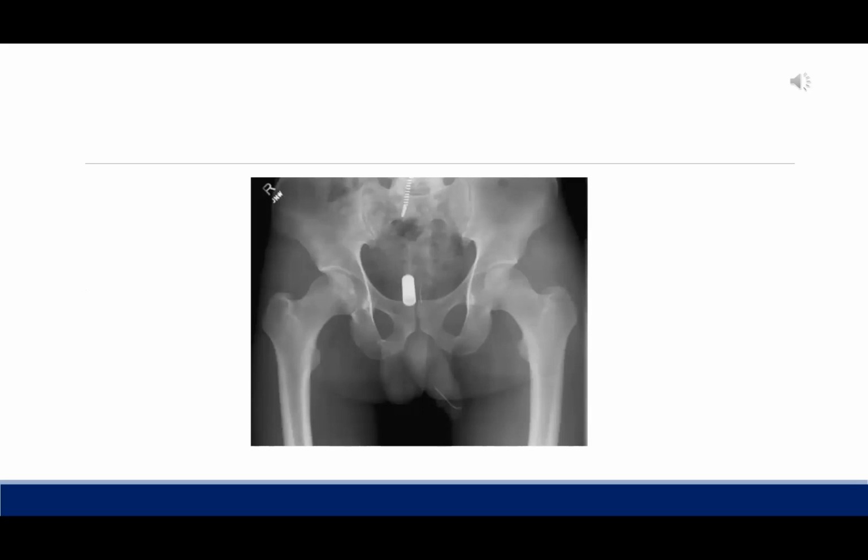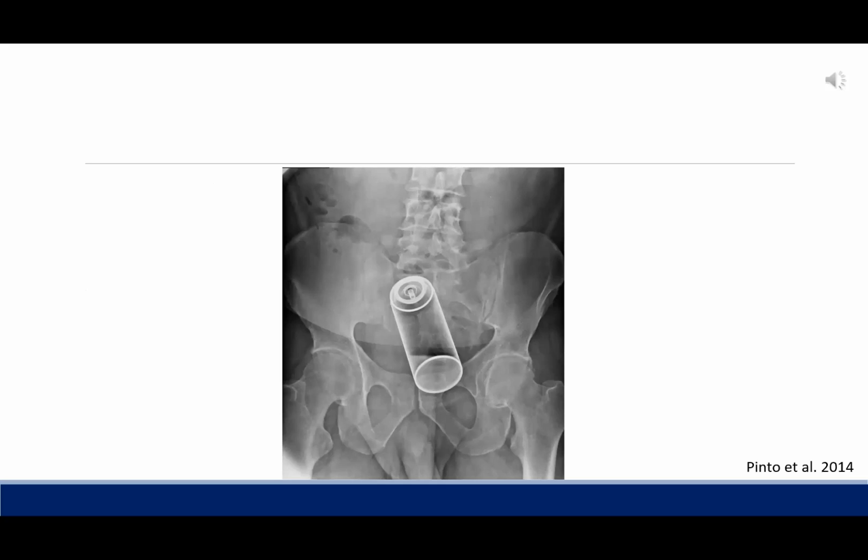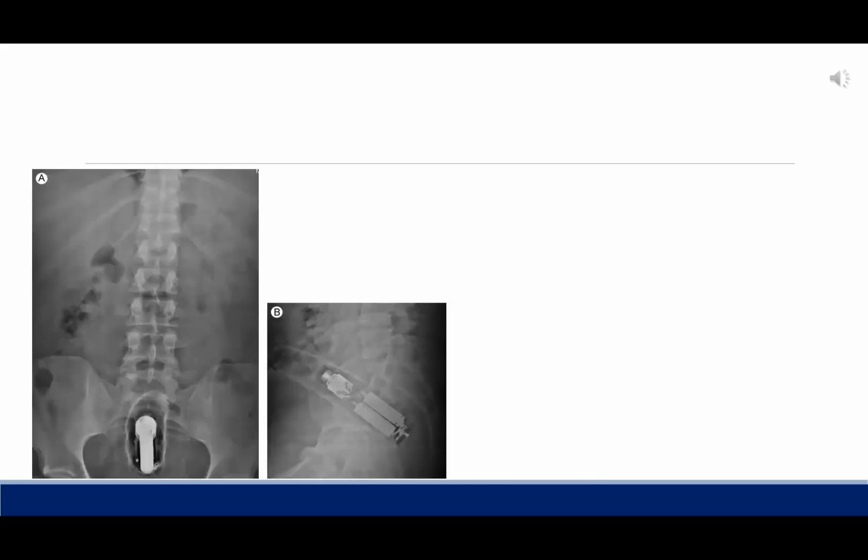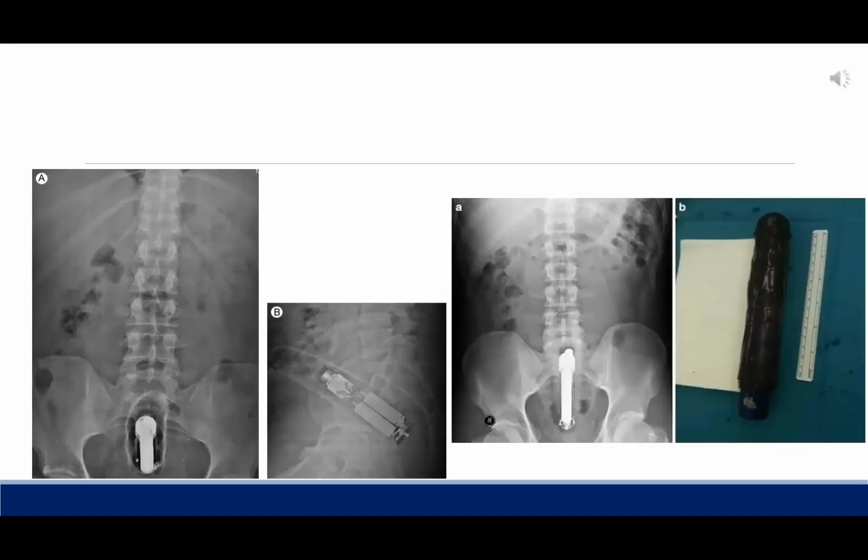Here's a plain film. Thoughts on what this could be? AA battery. Here's another household item. Another household item. Here's this foreign body and a different one.